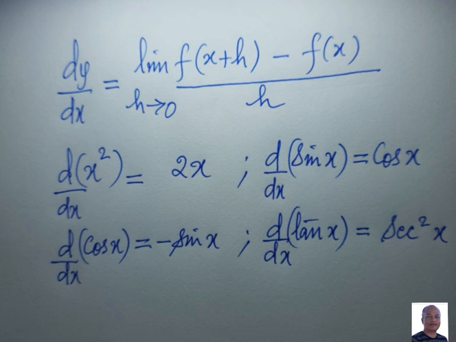So now, if you are given a function x squared, a function sine x, cos x, and tan x, so you have a graph of these functions, and you wanted to find out the slope of the tangent at any point on the x-axis. So you can find that using the formula given in the first line, and you will get the slope of the tangents as 2x, cos x, minus sin x, sec square x respectively. That is if you use the formula given on the first line.